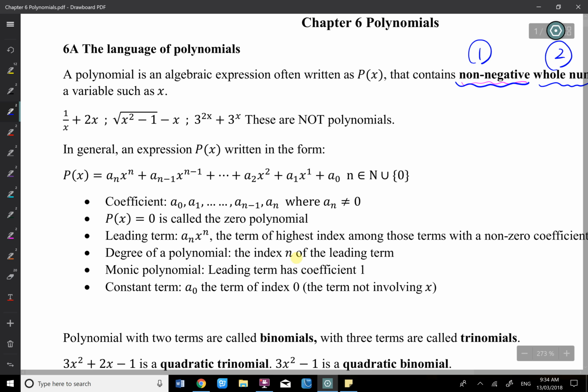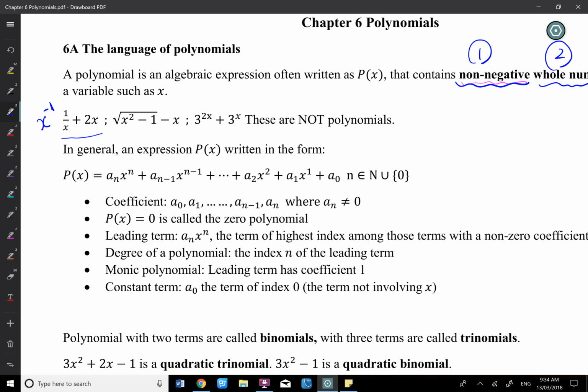So let's have a look at the first one. This is not a polynomial, because you can write that as x to the power of -1, which is a negative integer. It failed the first requirement, non-negative. It can be 0, x to the power of 0, which is 1, or a constant like 2, which is 2x to the power of 0, but it can't be negative. So the first one failed because that's x to the power of -1.